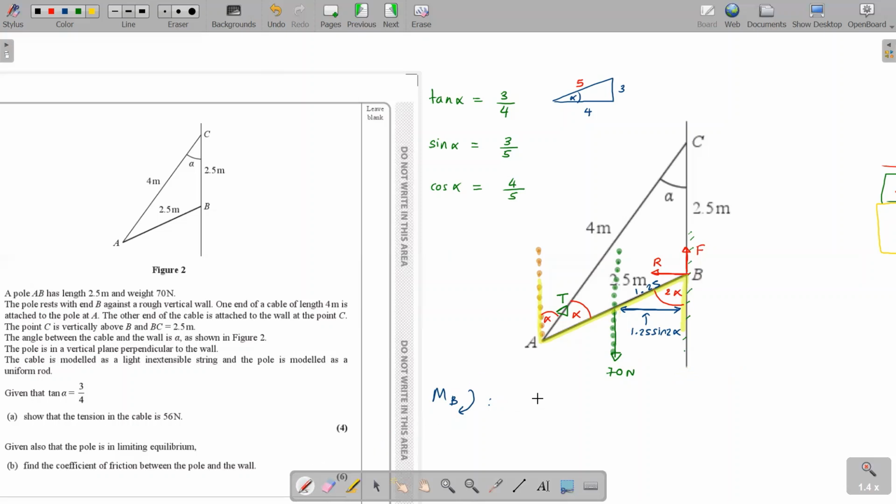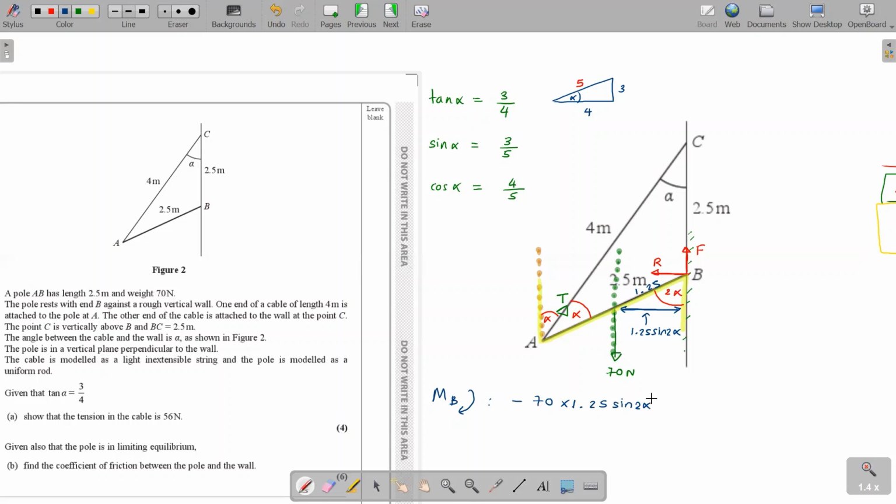So minus, what do we get here? 70 into, what's the perpendicular distance? 1.25 sine 2 alpha. Is that okay? Minus 70 into 1.25 sine 2 alpha. Okay, we are done with that.